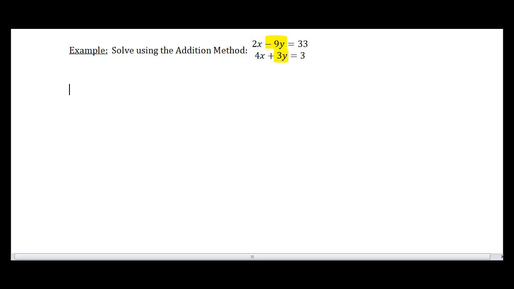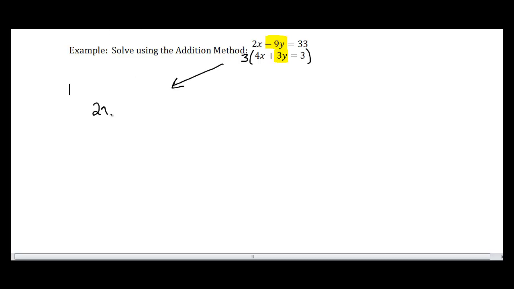If I want opposite coefficients, I have to think about the least common multiple of 9 and 3. Like if 9 was in the denominator and 3 was in the denominator, then the least common denominator would be 9. Since this is a negative 9, I want to multiply this 3y so that I can get a positive 9. That means I'm going to multiply both sides of this equation by a positive 3. When I do that, my system is going to become this system right here.